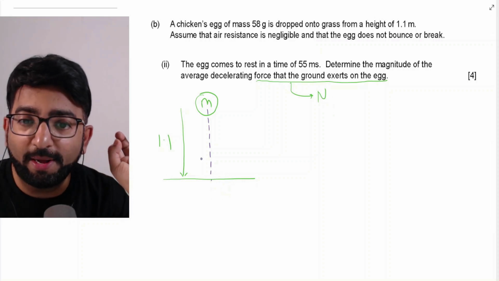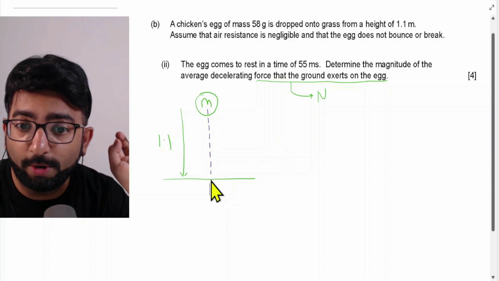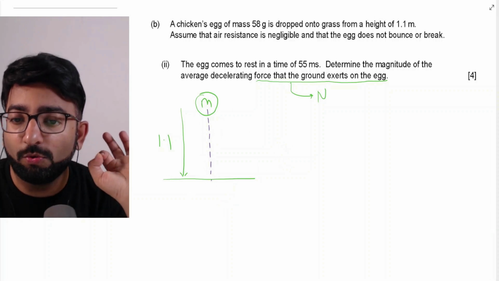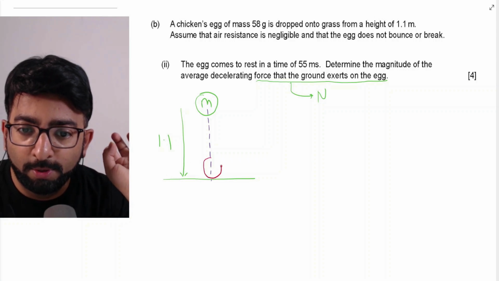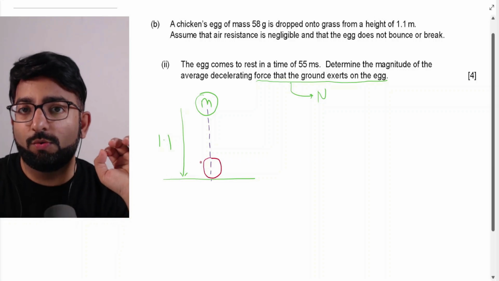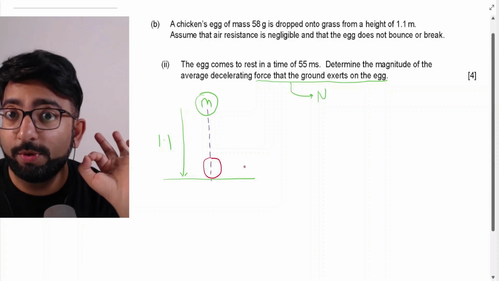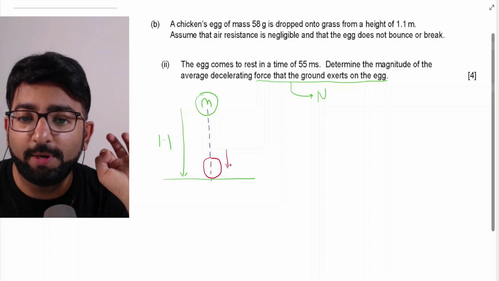Let me explain. Imagine the egg travels 1.1 meters and is just about to hit the ground. Let me draw an egg at the bottom. It is very close to the ground, just about to hit the ground, which means it will be traveling with some speed v.